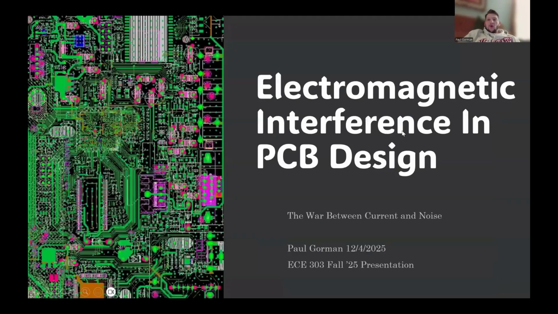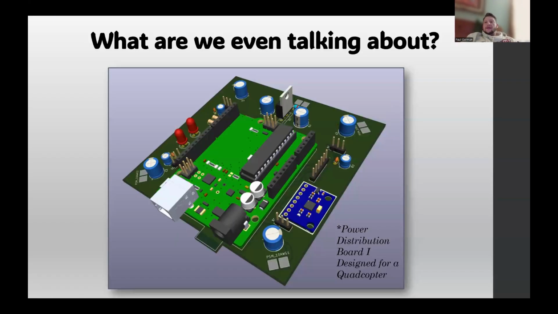Hi, I'm Paul Gorman, and today we're going to be talking about electromagnetic interference in PCB design, the war between current and noise. So, what are we even talking about? Well, PCBs, or printed circuit boards, are the electrical and physical backbone of nearly every electronic device that we rely on. Everything from pacemakers and insulin pumps to automotive ECUs, smartphones, drones, arcade games, Nintendo Switch controllers.